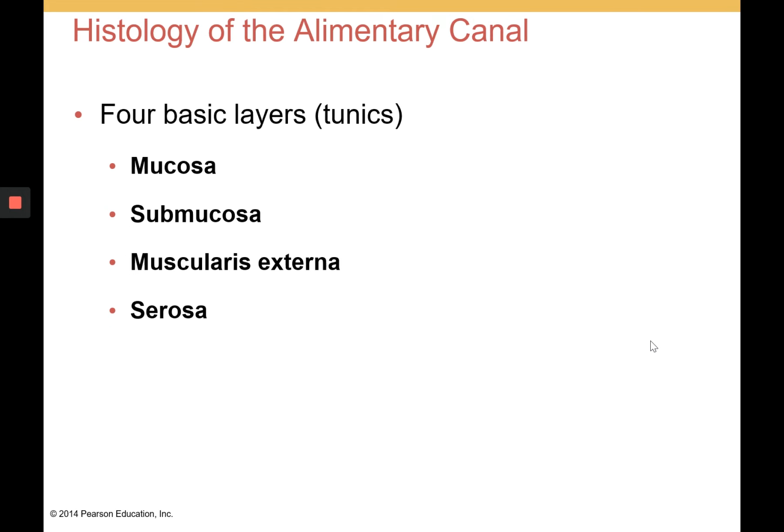There are also 4 basic layers to the alimentary canal. We may call them tunics. The layer closest to the lumen is the mucosa. Then we have the submucosa, muscularis externa, and serosa. The serosa is the outermost layer of the alimentary canal. It's also known as the visceral peritoneum.